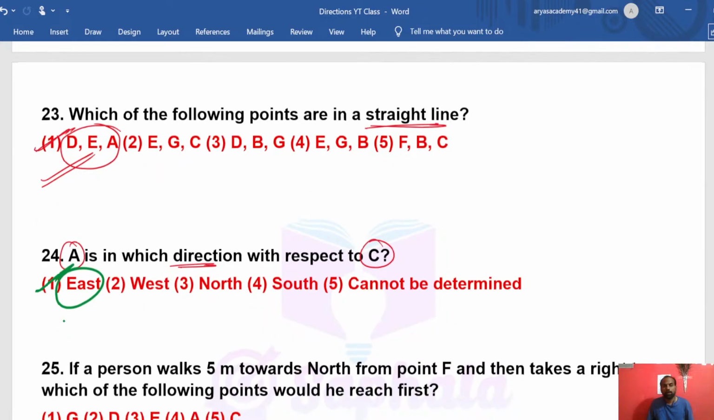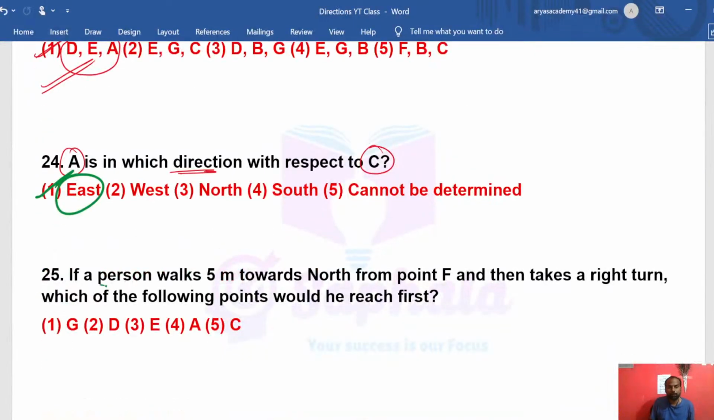Question number 25. If a person walks how many meters? 5 meters towards which direction? North. From which point? F. And then takes a right turn. Which of the following points would he reach first? So from point F, he has to go north. Okay, and for how many meters? 5 meters, and then he has to take a right turn.